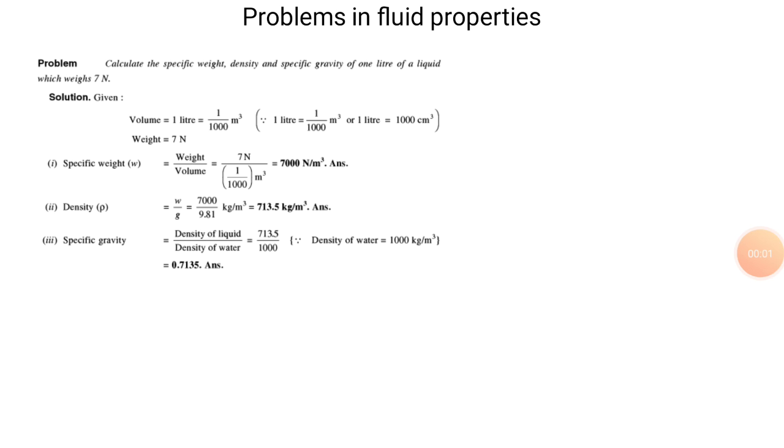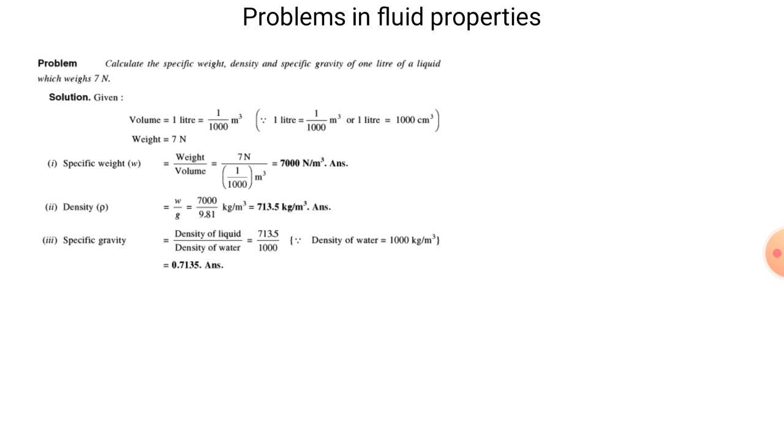Now we go for problems in fluid properties. The problem: calculate the specific weight, density, and the specific gravity of 1 liter of a liquid which weighs 7 Newton. 1 liter is equal to 1 divided by 1000 meter cube, or 1 liter is equal to 1000 centimeter cube.